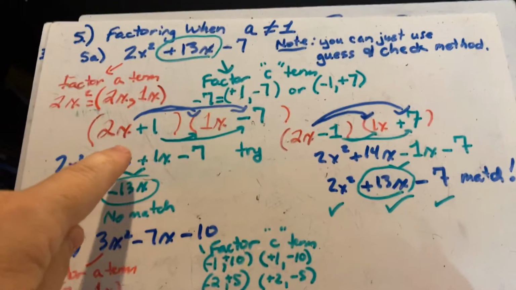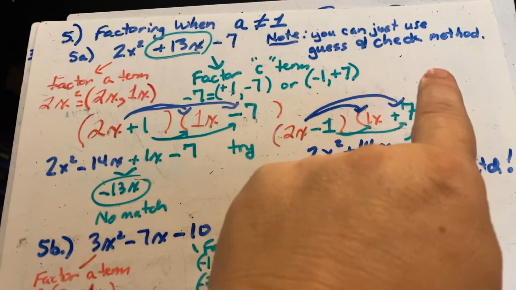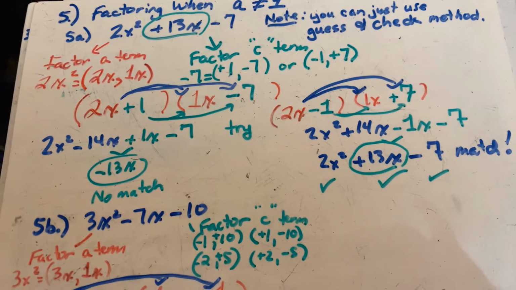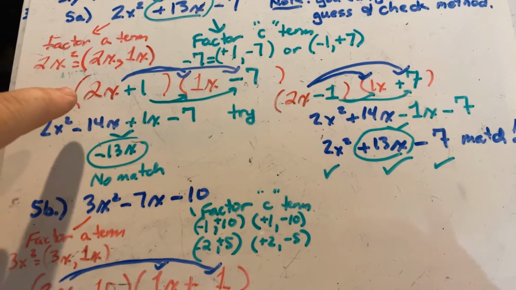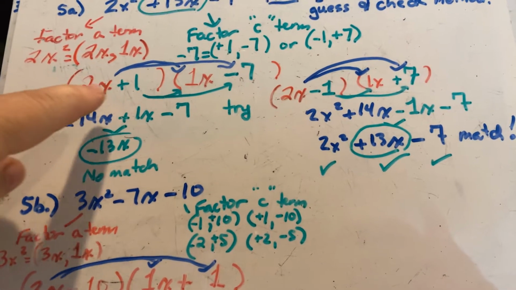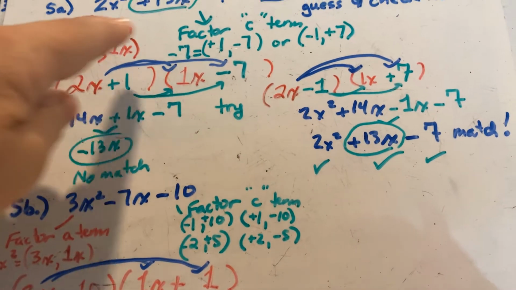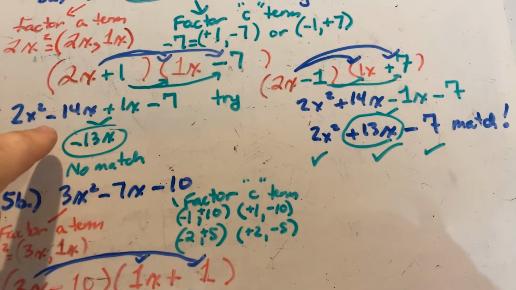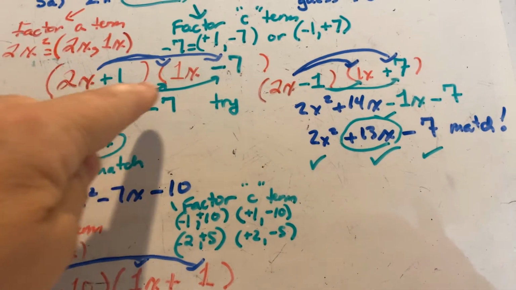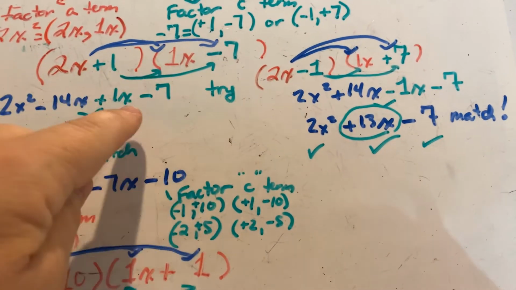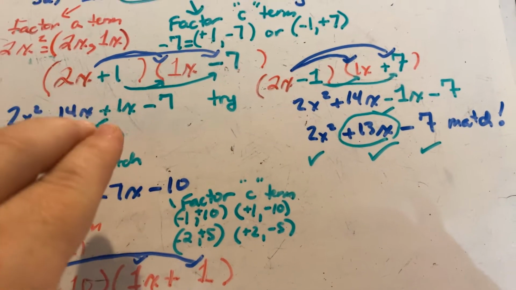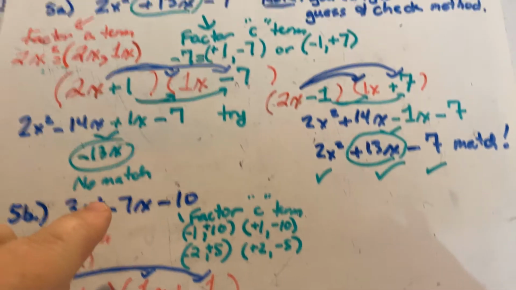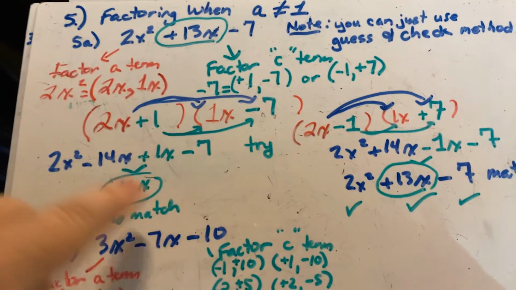So I just went ahead and plugged in the first one. Again, you can always just use guess and check method. Using a strategy is a little more time saving, is what I want to say. The guess and check is more time. So I have 2x plus 1 times 1x minus 7. Let's distribute that 2x. 2x times 1x is 2x squared. 2x times -7, -14x. 1 times 1x is +1x. 1 times -7 is -7. We combine like terms to simplify, and we find our b term to be -13x, and yet we wanted +13x. So that's a no match.